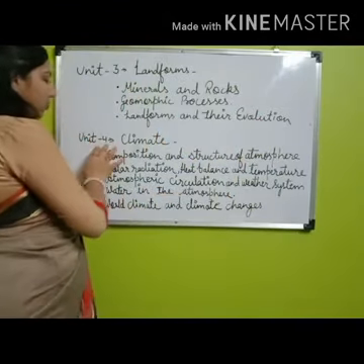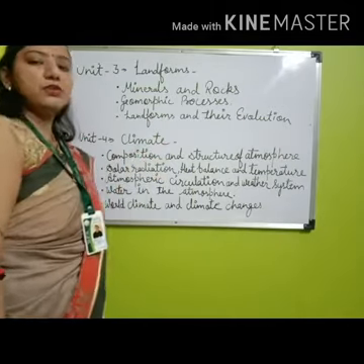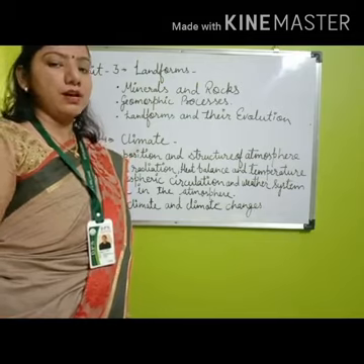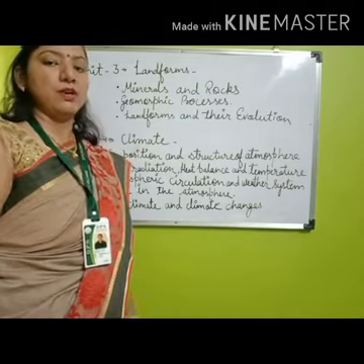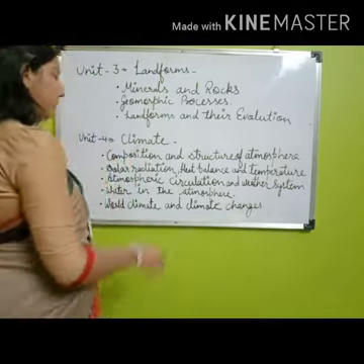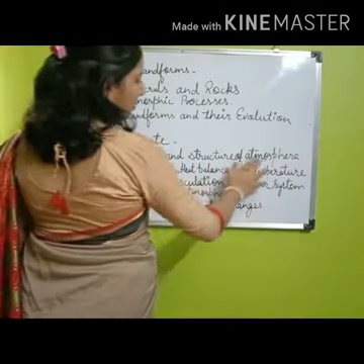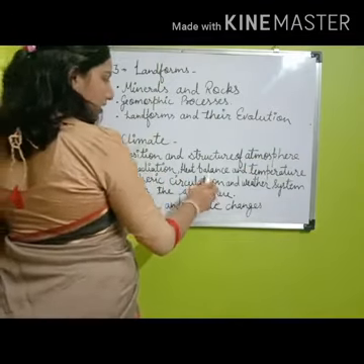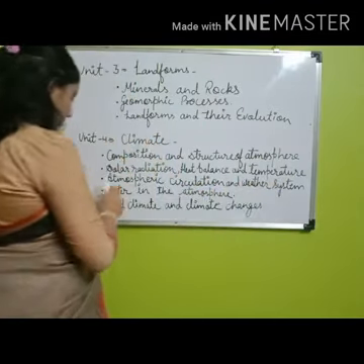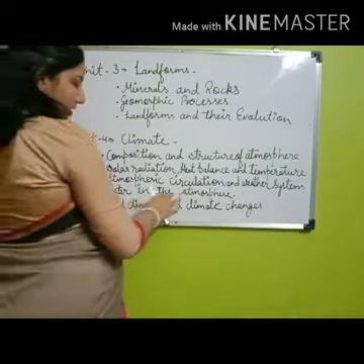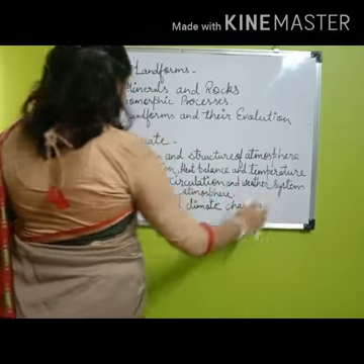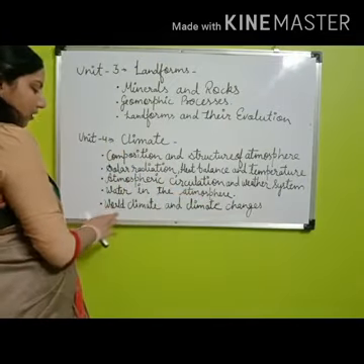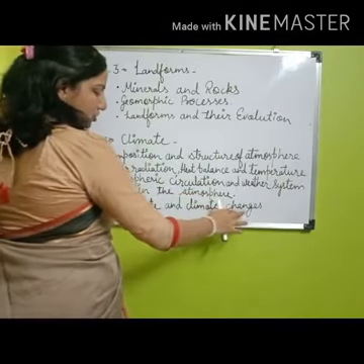Students, unit 4 is climate. You have already studied climate in your 9th class. But in this class, we will study more about climate, in which we will study the composition and structure of the atmosphere. Next, solar radiation, heat balance and temperature. Next, atmospheric circulation and weather systems. Water in the atmosphere, and world climate and climatic changes.